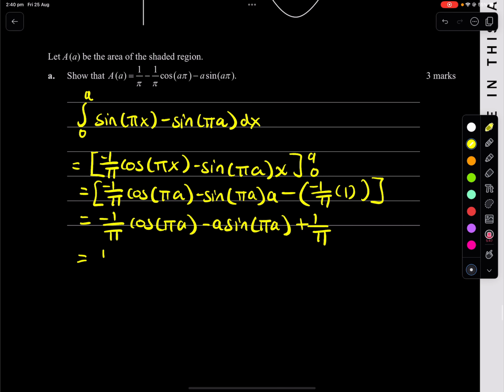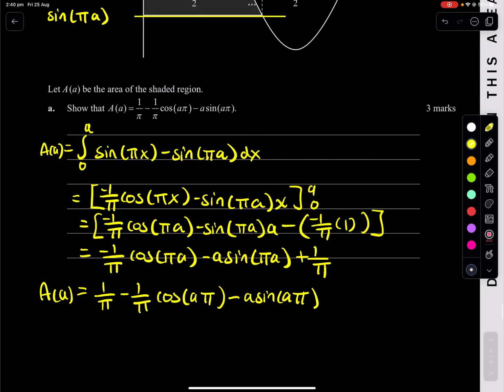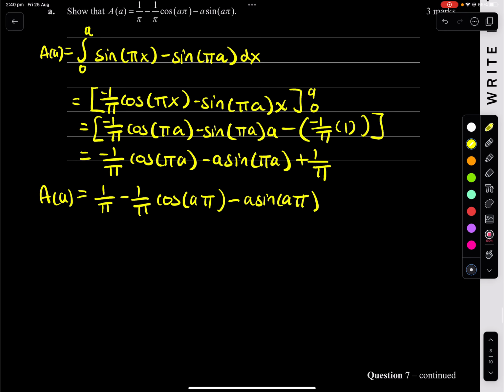Just let me rewrite it. So 1 over pi minus 1 over pi cos pi a minus a sine pi a, which is your A(a). Okay. Yeah, 3 marks. Looks good.